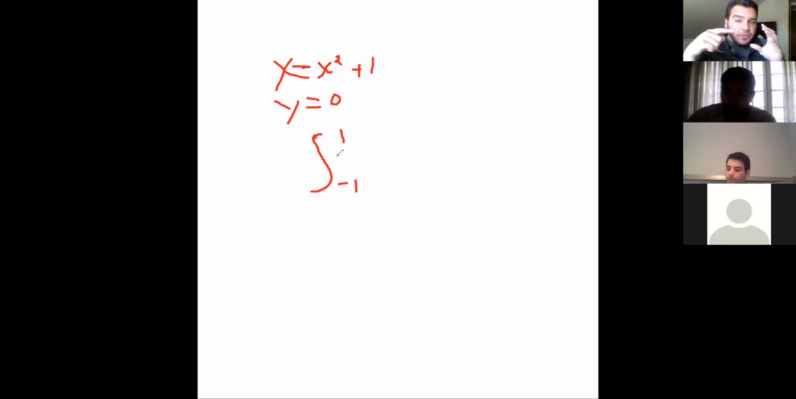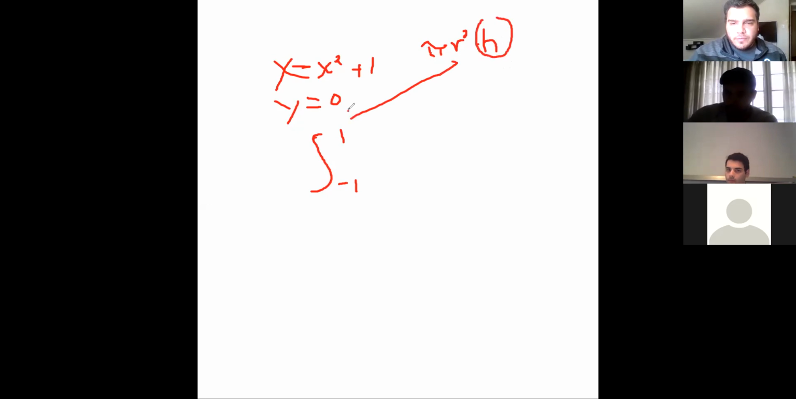Now, the base is a circle, right? It's a bunch of little cylinders. So the formula for the volume of a cylinder is the area of the base, the area of the circle, which is pi r squared, times the height. So that's the volume of a cylinder. The height we already took care of with the bounding. So this thing right here, the radius squared, we have to take care of.